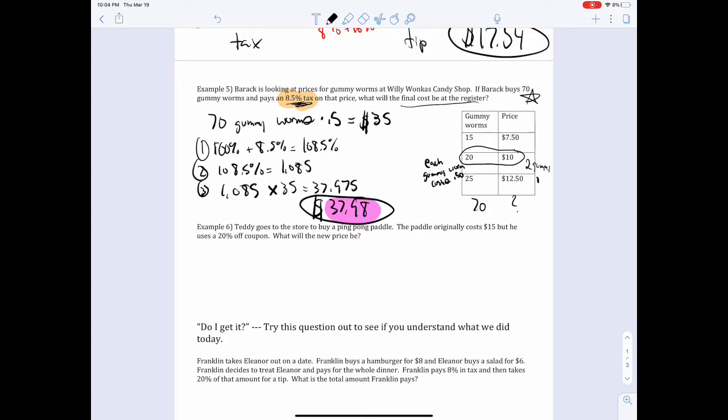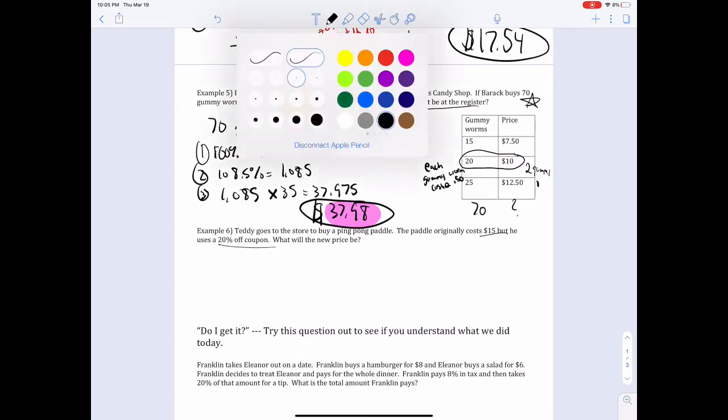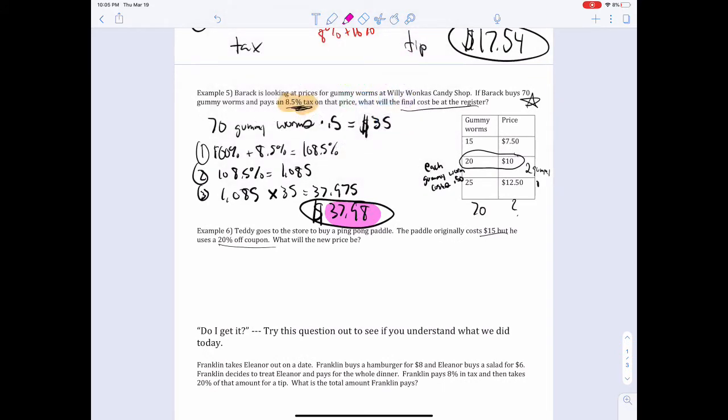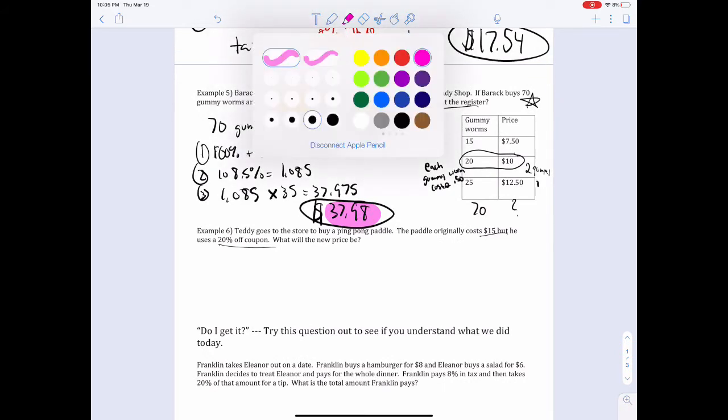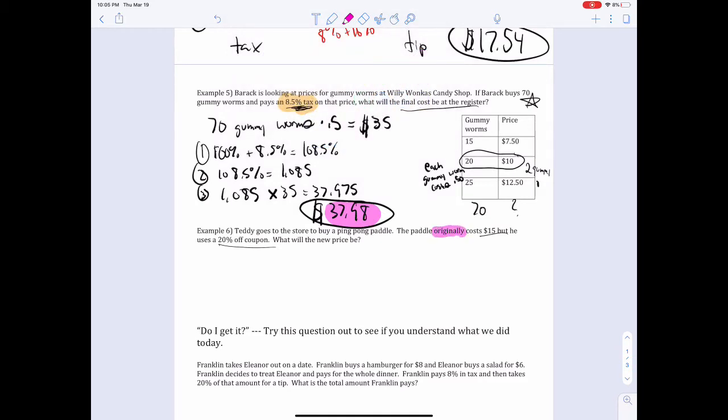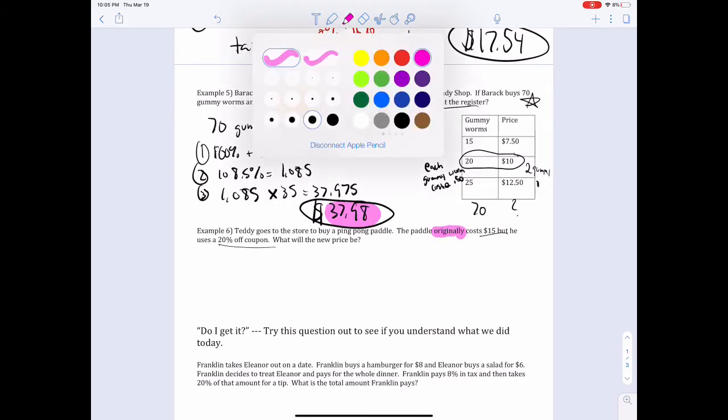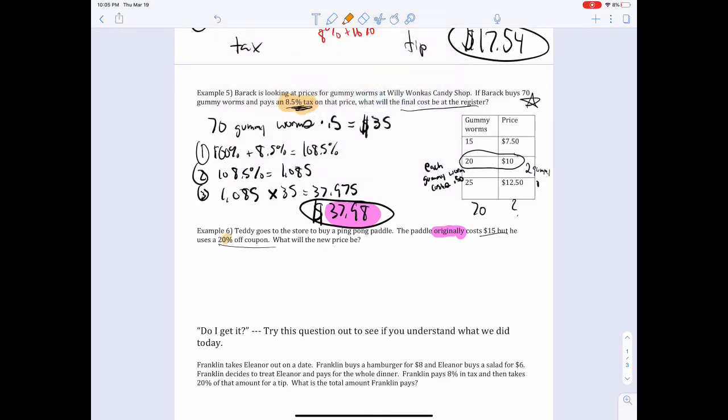So Teddy goes to the store to buy a ping pong paddle. The paddle originally cost $15, but he uses a 20% off coupon. What will the new price be? Okay, so we know it originally costs $15. And he's got a 20% off coupon.